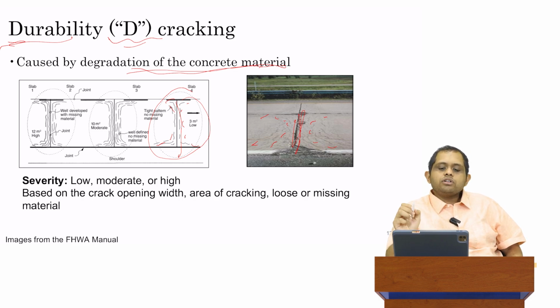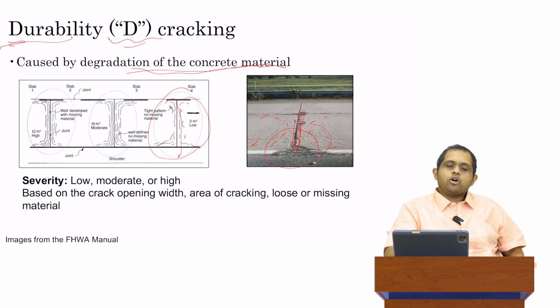So durability cracking, as I mentioned, is caused due to the degradation of the concrete material. The concrete material was not well made, it was not well mixed, it was not well laid, and therefore the material itself is starting to disintegrate. What will happen over time, as you see in the diagram on the right, is you will start having loss of material. The crack will start opening up because you're losing material, and then you'll eventually get a fairly large hole very close to this joint. So the severity of D cracking is going to be related to how large that deterioration is. It depends on a variety of factors. So severity can be low, moderate, or high, depending on the crack opening width.